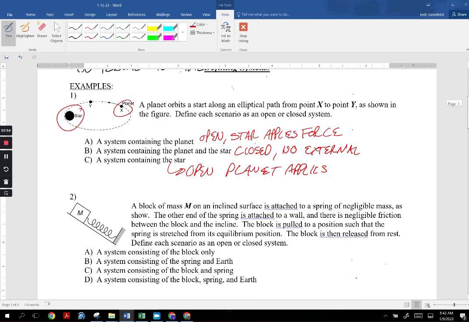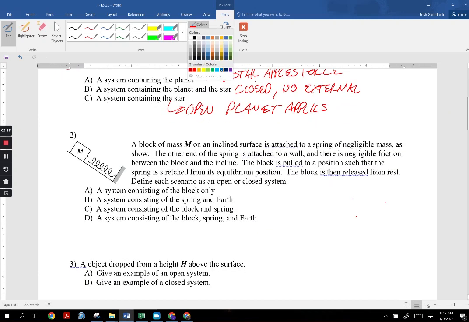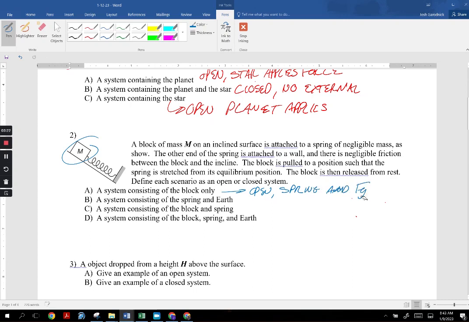All right, in this example here with the block on a spring, okay, there's a mass and it's going to oscillate, whatever. And you have to determine if it's open or closed. It does say negligible friction, thank goodness. So if it's only the block, are there forces acting on the block that are outside the block? Yeah, this is open. You've got the spring acting on the system and the force of gravity. You got both of them acting on the system.